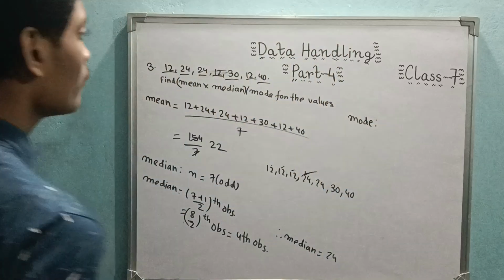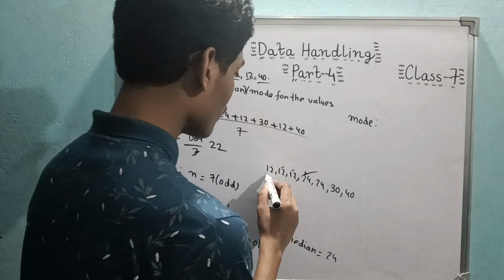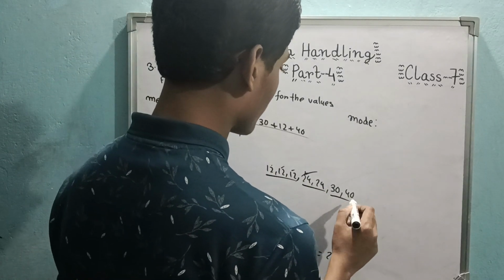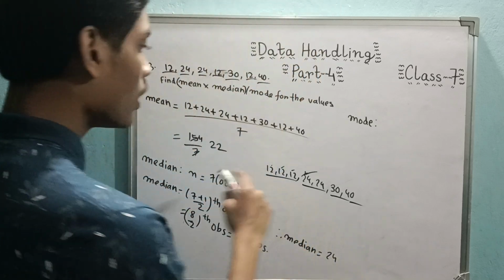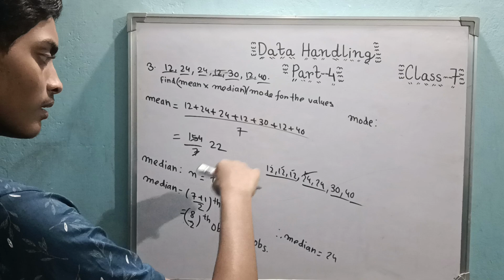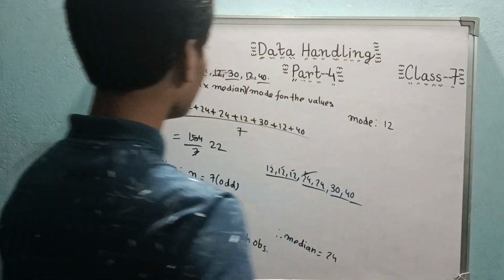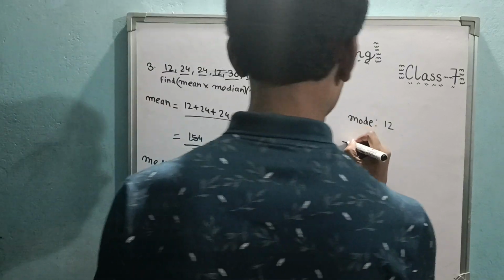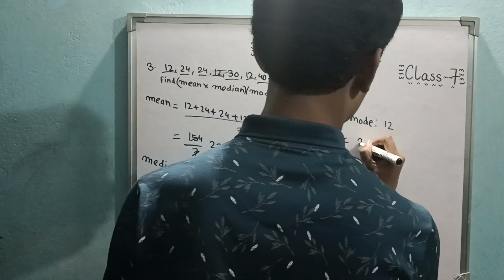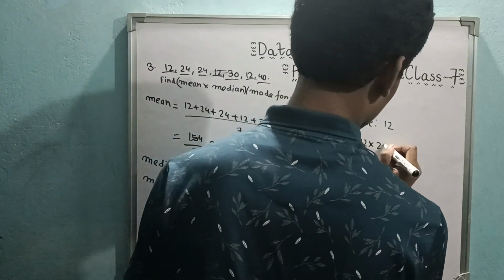Now comes mode. Just check which value is used the most number of times. In the ascending order, you can see 12 is used 3 times, 24 2 times, 30 1 time, 48 1 time. So 12 is the number used the maximum number of times. That is, it has the largest frequency. So the mode is 12. Now comes what? Mean into median by mode. So mean was 22, median was 24.